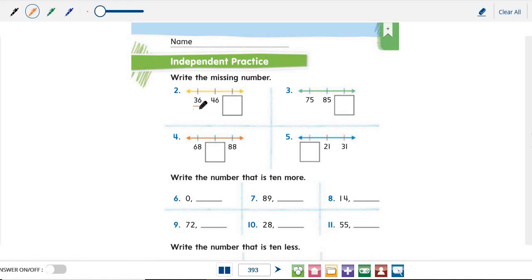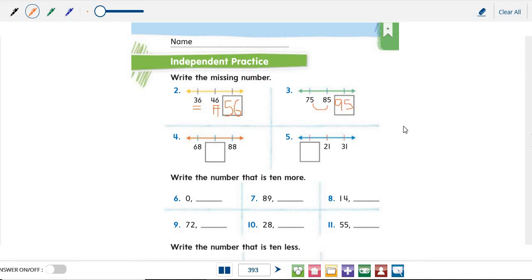We started with 36. So the next number is 46. The same ones digit, and we will add 1 to the tens digit. So the next number, 46, has 5 because 4 plus 1 is 5. And we will keep the second digit as is, which is 6. Question number 3, 75. The next number is 85. And the next is 95 because 8 plus 1 equals 9.